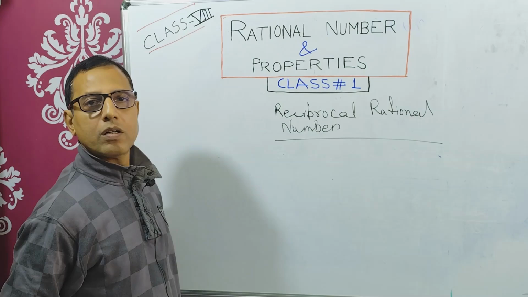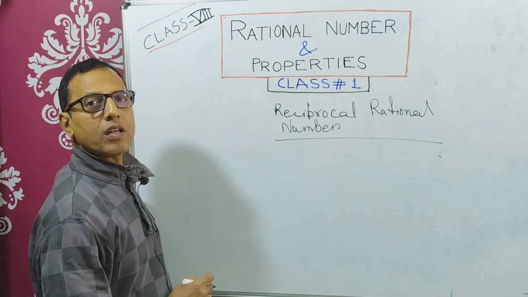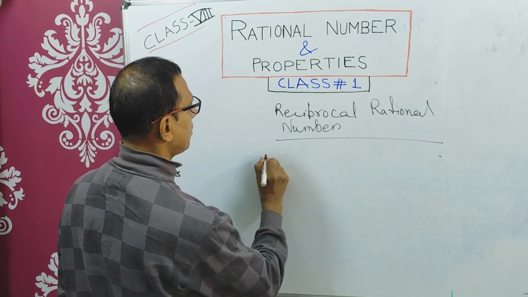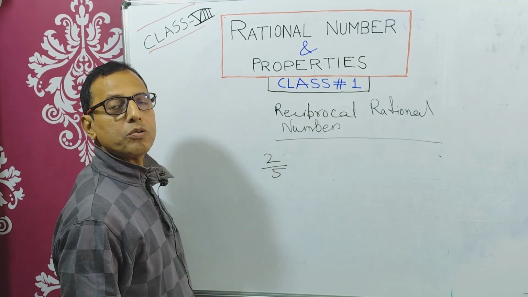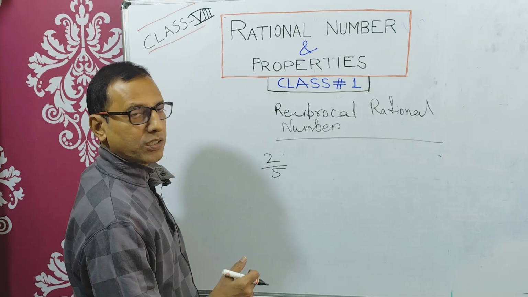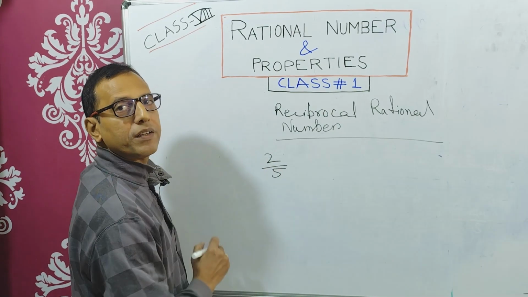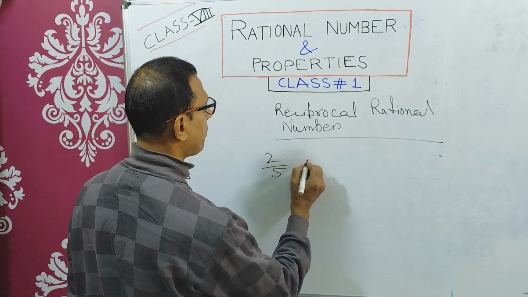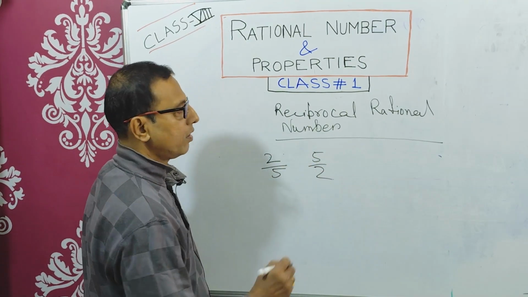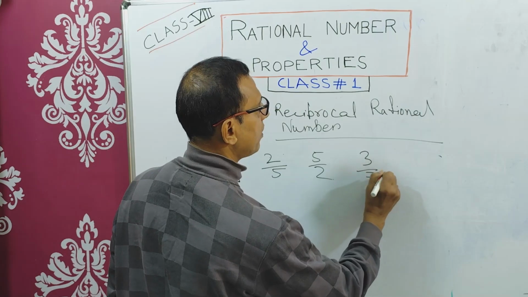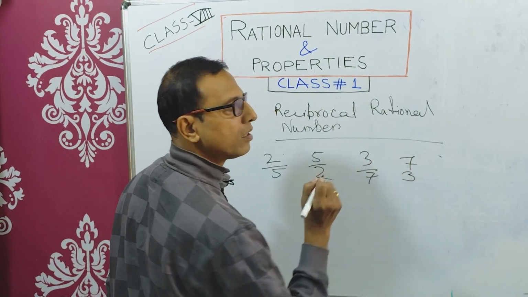Okay. What is a reciprocal rational number? Let's say there is one rational number, 2 by 5. If you are asked to write the reciprocal rational number, you just flip the numerator and denominator. That means the reciprocal of 2 by 5 is 5 by 2. The reciprocal of 3 by 7 is 7 by 3.